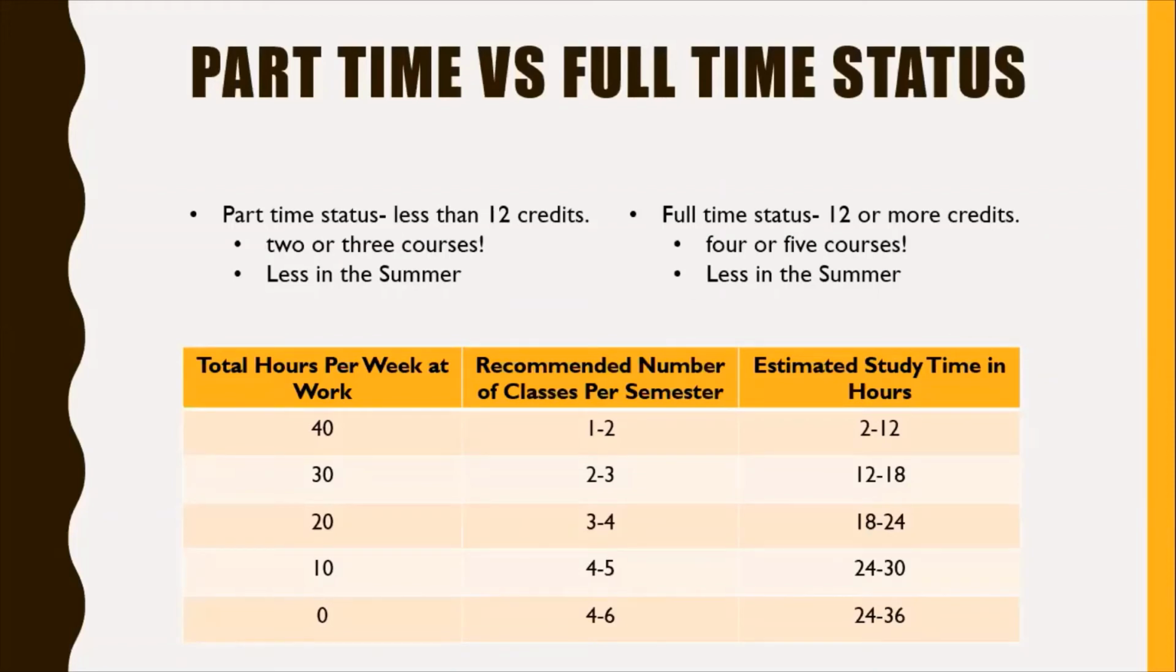Two terms you may hear often at the Community College of Philadelphia are whether you're part-time or full-time. Simply put, a student who is part-time is registered for less than 12 credits. This is generally 2 to 3 courses, and that's going to be even fewer courses during the summertime. A student who's considered full-time is registered for 12 or more credits, which is generally around 4 or 5 courses. And again, that's going to be fewer classes in the summertime.